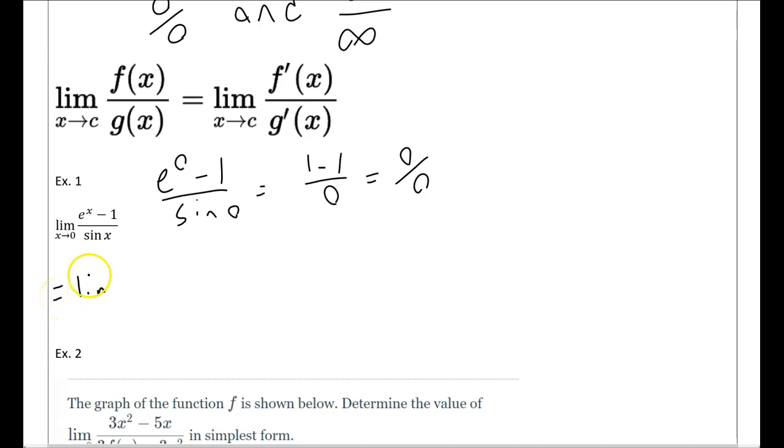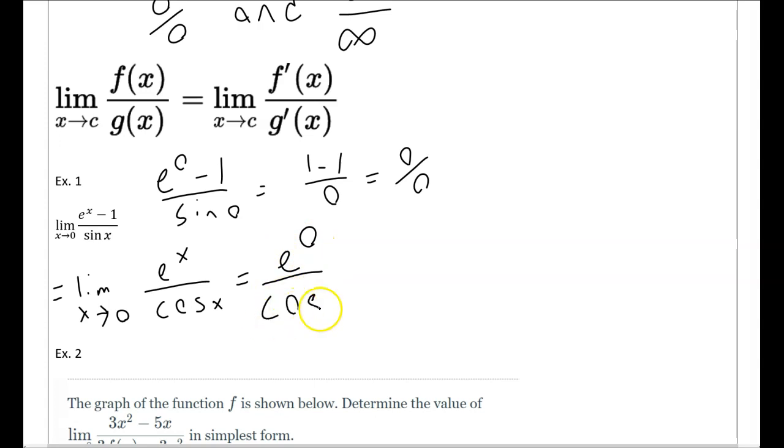So I'd say this is equal to the limit as x approaches 0. And here's where you see if you really did remember all those rules. Well, on the top, I get just e to the x, because that's the derivative of e to the x, and the derivative of negative 1 is 0. On the bottom, I get cosine of x. Now, here, I can plug in my 0. So I get e to the 0 over cosine of 0. And I get 1, anything to the 0 is 1, and then cosine of 0 is also 1. So I get 1 here would be my final answer.